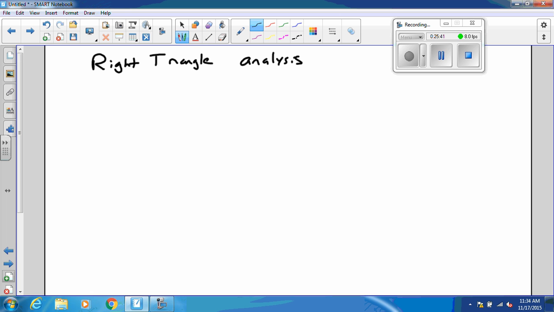This is what I call right triangle analysis. And right triangle analysis is going to be used to simplify expressions such as sine of the inverse cosine of 0.5. Something like that. I want you to notice that this is a really weird looking expression.